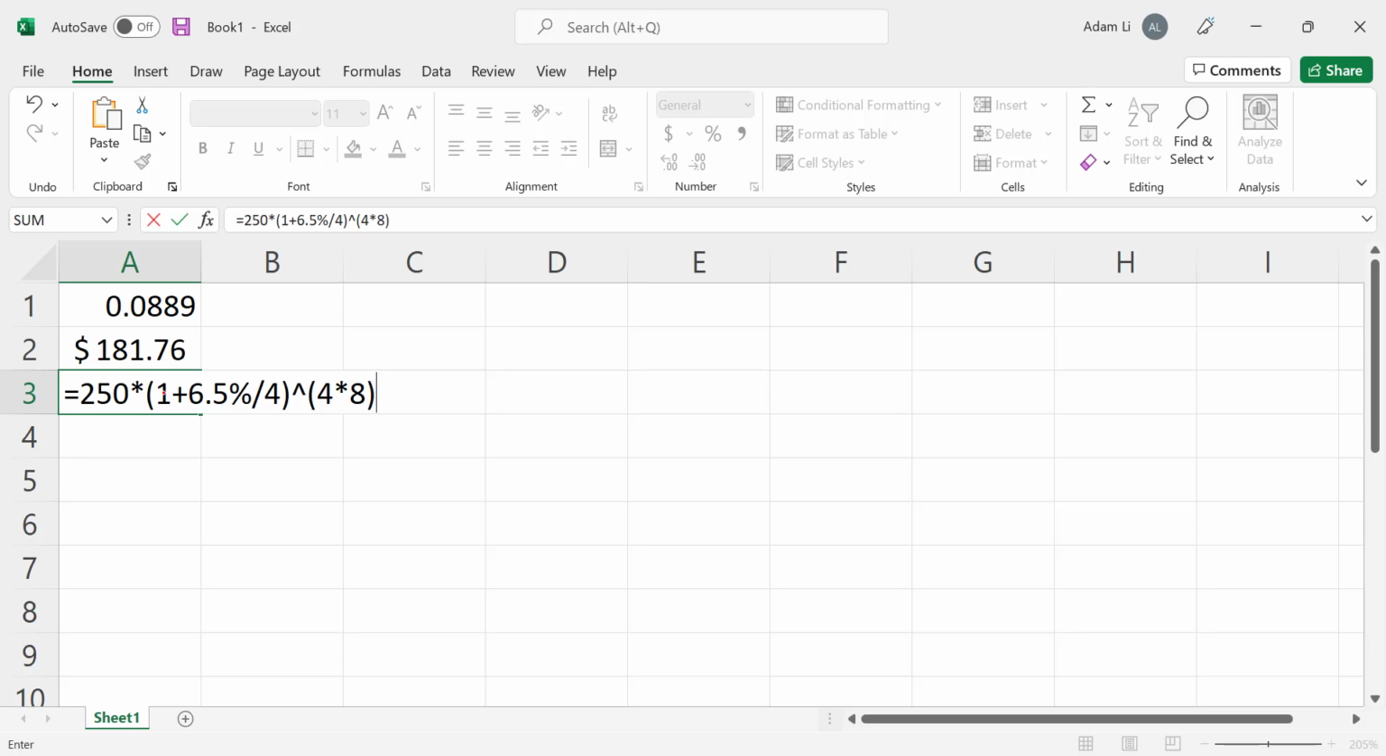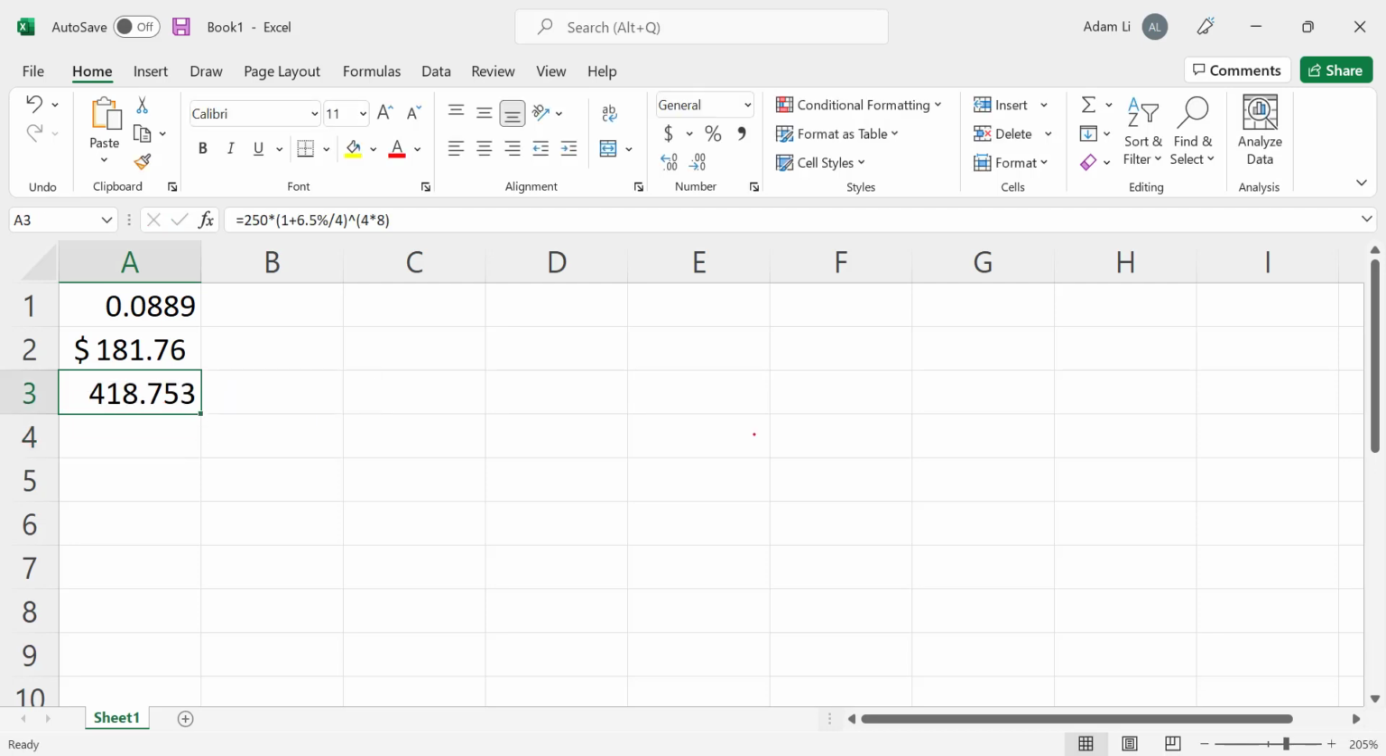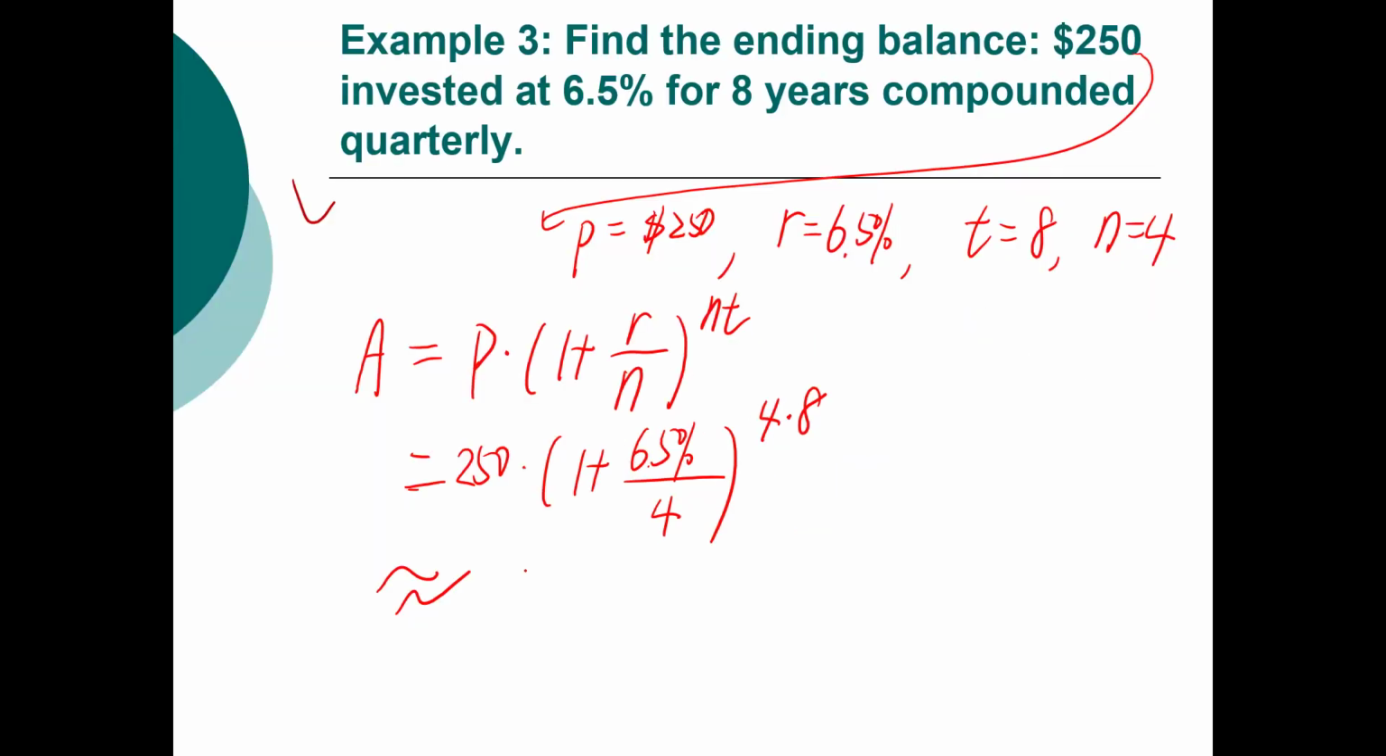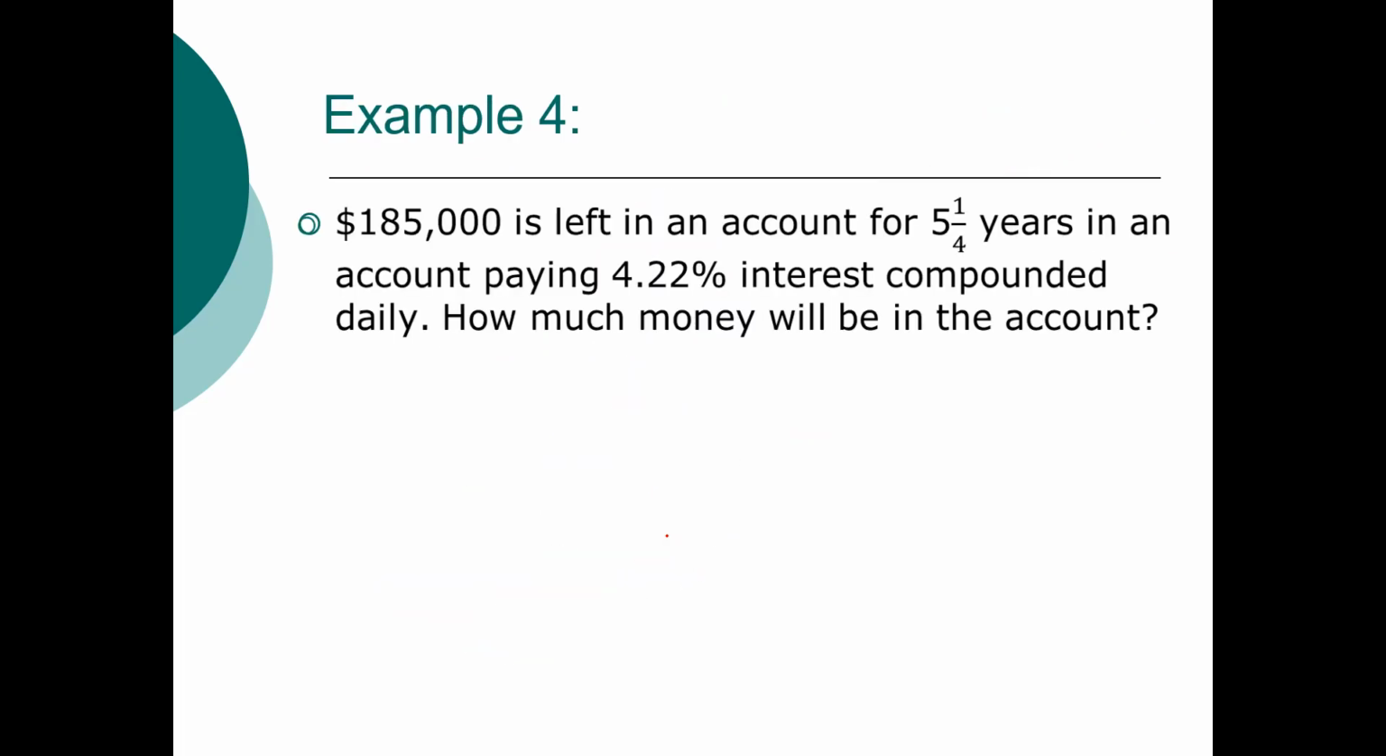Okay, so this is the Excel input. Once you have this, you get the result. So this turned out to be $418.75. So this is the ending balance, $418.75. So this is the compound interest. Now let's look at example 4.